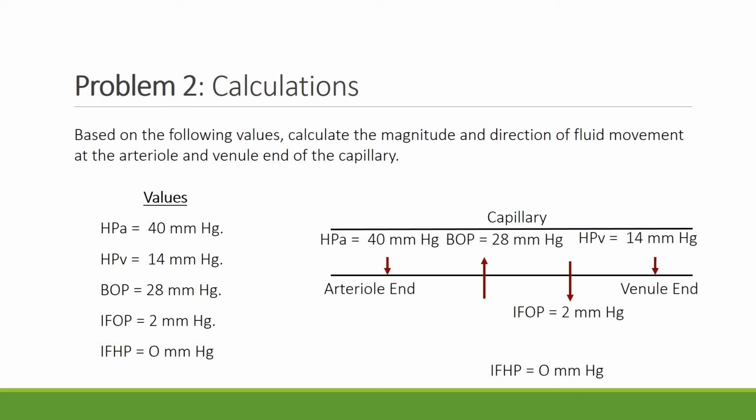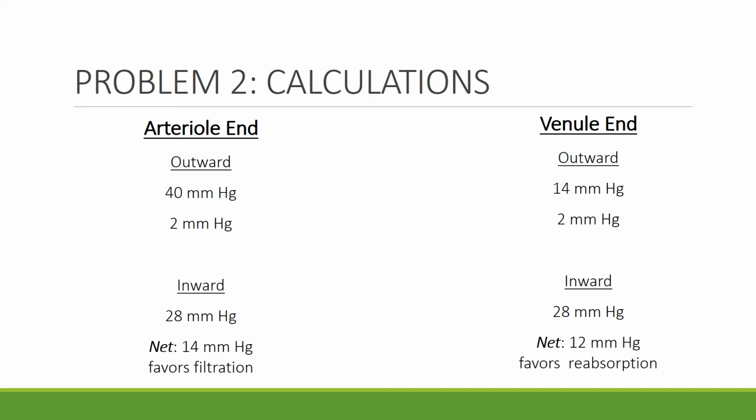This is how your arrows should look. Remember that hydrostatic pressures are pushing pressures and osmotic pressures are pulling pressures. Let's calculate the direction of movement and the magnitude at both the arterial and venual end. At the arterial end, the outward forces are 40 millimeters of mercury and 2 millimeters of mercury, and the inward force is 28 millimeters of mercury. If I add 40 and 2, I have 42, and from that I subtract 28. The net value is 14 millimeters of mercury, and this favors filtration.